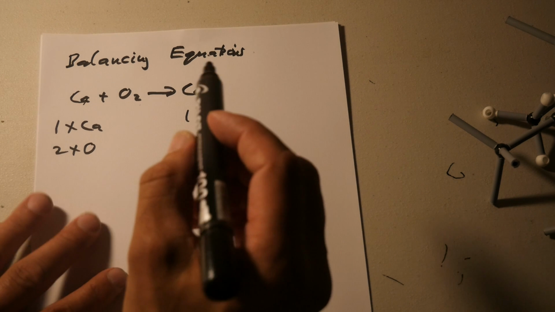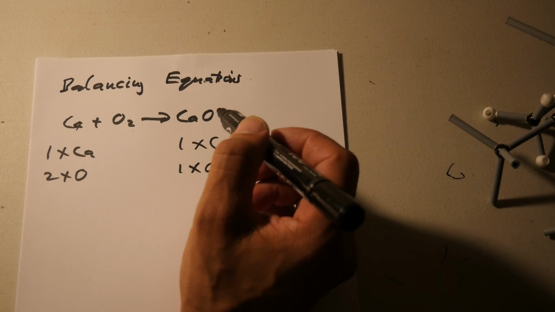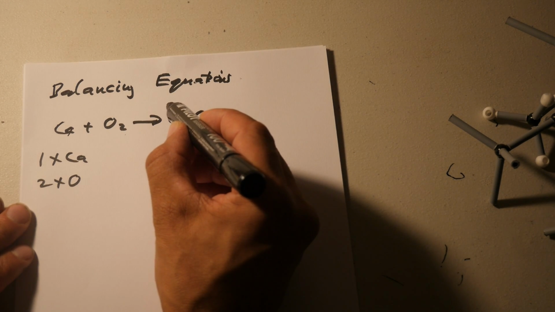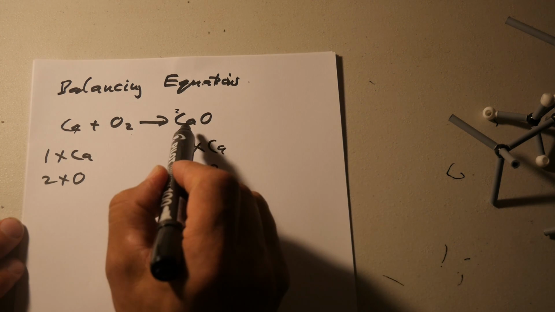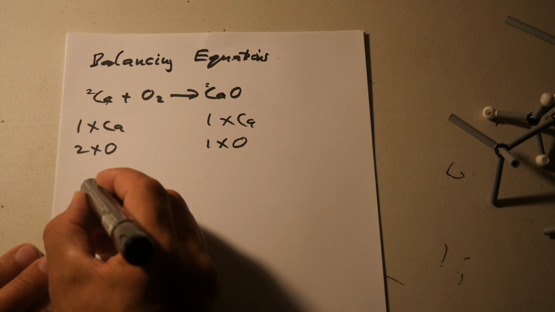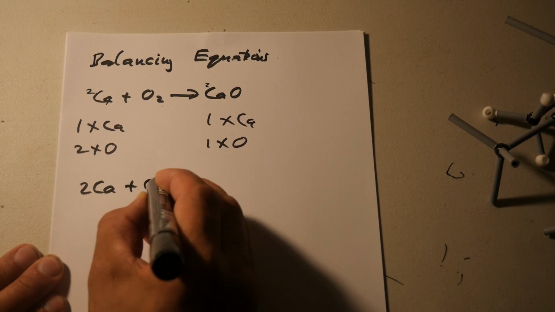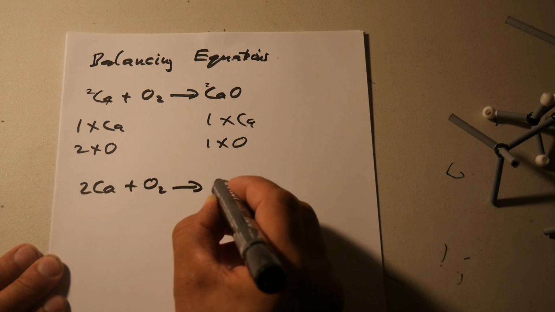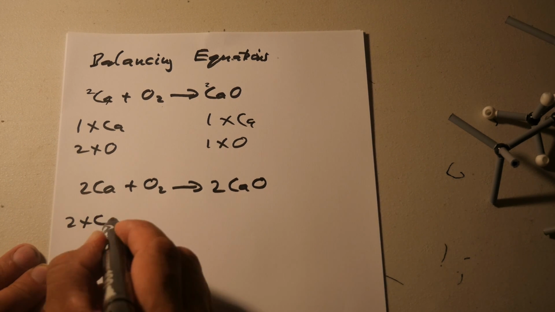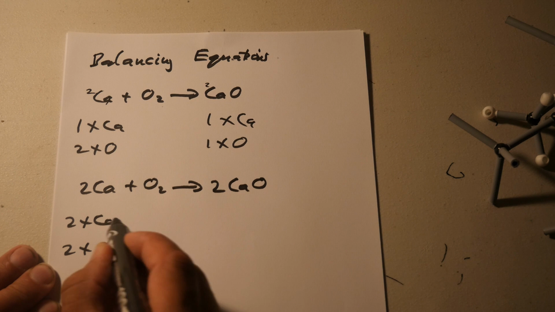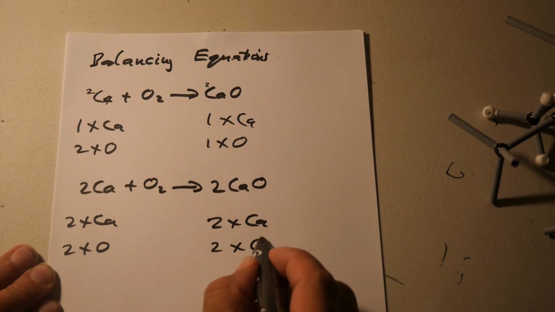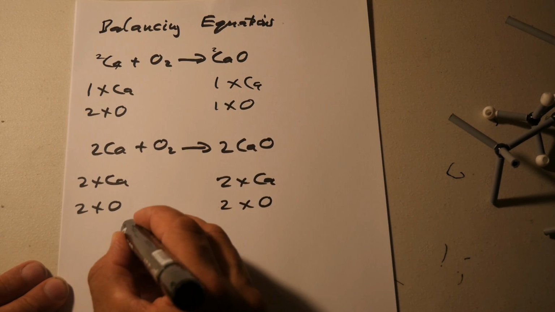So to balance it, you need to add, what do you need to add? There's 2 there, so you want to write a little 2 here, okay? So that you get 2 there. But then you've got 2 of these, so you have to write a little 2 there, okay? So you then get 2 calcium plus O2 becomes 2 calcium oxide. So there's 2 times calcium here, 2 times oxygen here, 2 times calcium here, 2 times oxygen. Okay, so that's balanced.